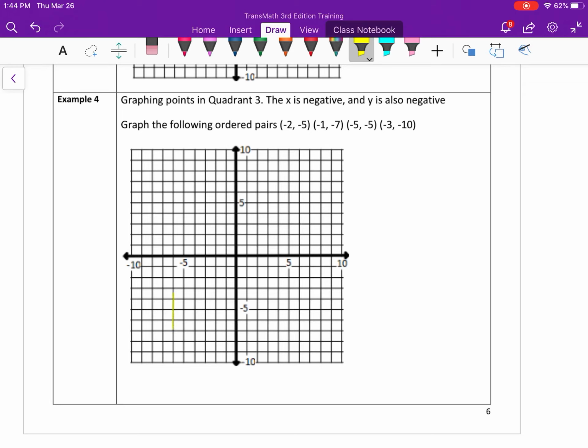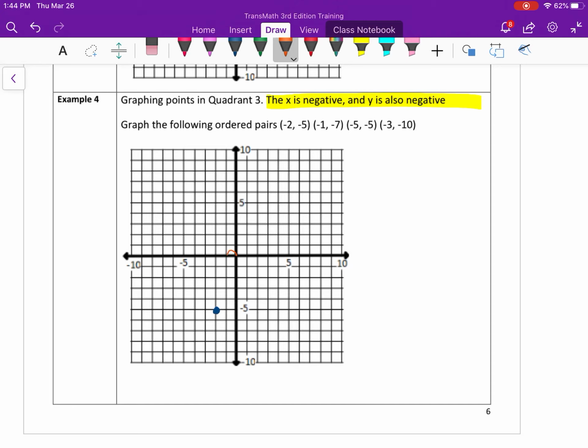Quadrant 3 points, which are down here, quadrant 3, the x is negative and the y is also negative. So both coordinates are negative in quadrant 3. So negative 2, negative 5, you would go to the left 2 and then down 5, and you'd have your point right there. Negative 2, negative 5.